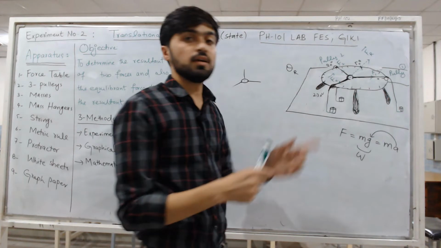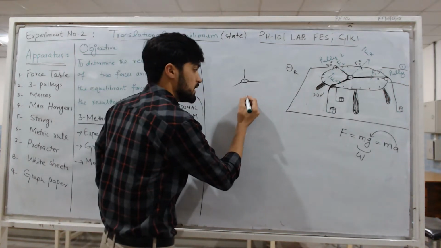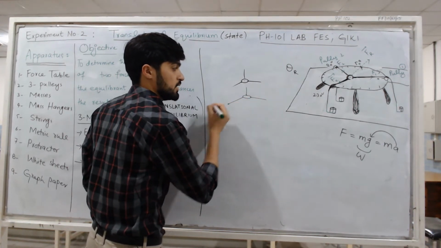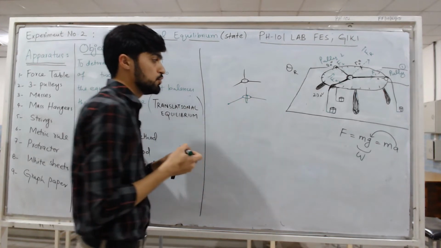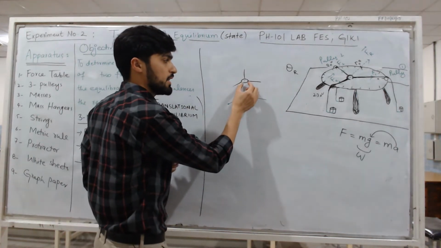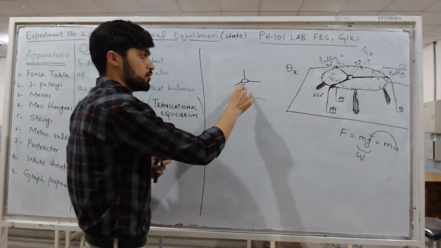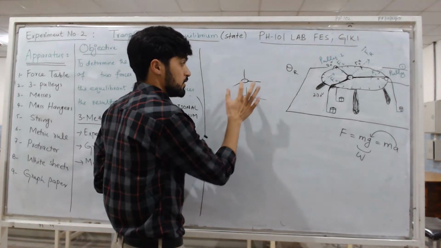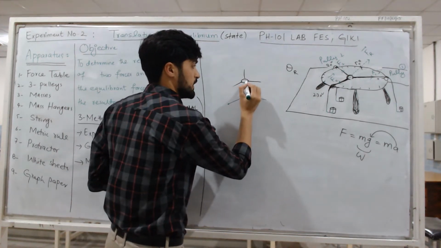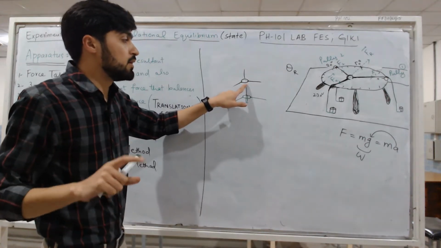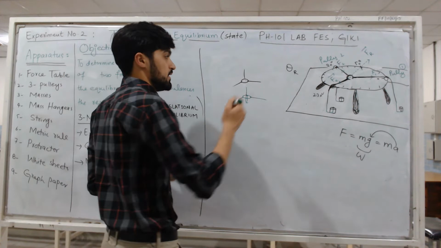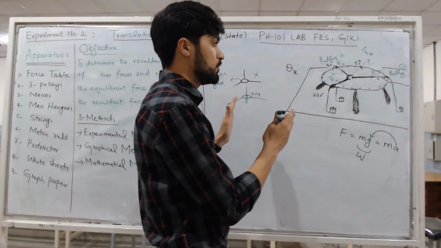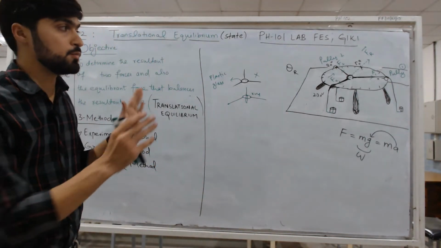This can be a ring, tied from here. This is force 1, this is force 2, and this is force 3, and there will be a central point. The ring should be exactly at the center. If the central point is this and the ring is not at the center, then we can say that it is not in equilibrium, so you will not perform your experiment. You should have very safe hands to perform this experiment.